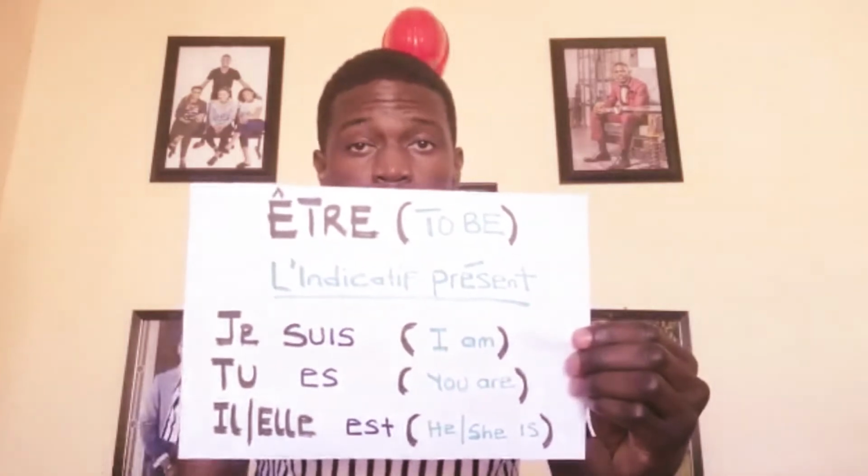Être. To be, the verb to be. So, l'indicatif présent. If you'd like to say, I am, you say, je suis. And to say, you are, you say, tu es. In our previous lessons, we talked about how you use the subject pronoun tu when you are speaking to a very familiar person. But remember, if you are speaking to a person you're meeting for the first time, or an elderly person, you use the subject pronoun vous. Tu es, to be.